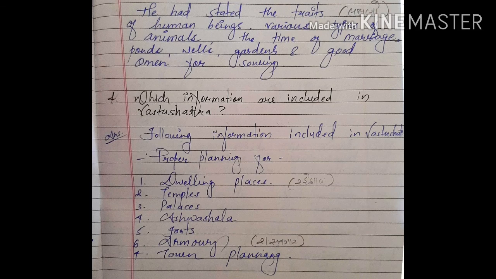And the answer is: the following information is included in Vastu Shastra: proper planning for dwelling places, temples, palaces, horse stables, forts, armory and town planning.